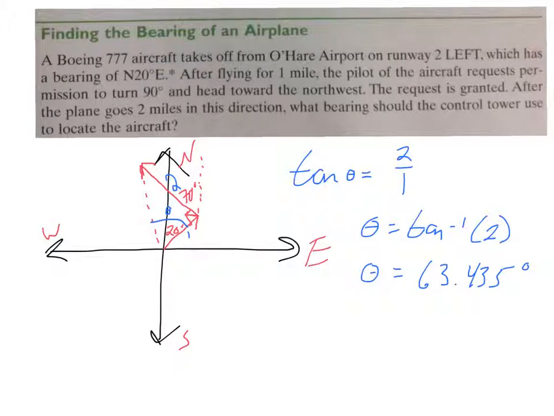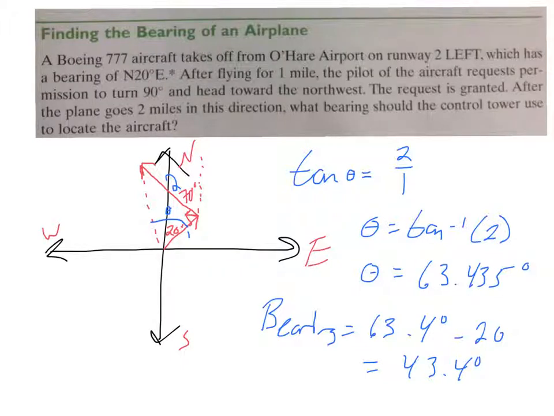Oh, I'm sorry. What do I have to do first? I'm actually not done. Yeah, the bearing that we're going to be looking at is going to be 63.4. I'm going to round to 63.4 minus 20, which will give me 43.4 degrees, and that's going to be north, 43.4 west, right? So 43.4 degrees west of north is the direction, is the bearing that we're going to have to look in to see where the plane is right there.